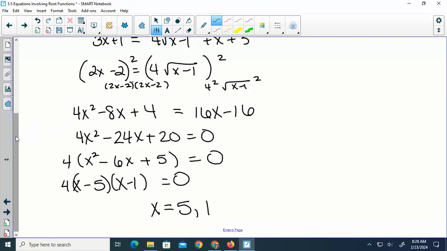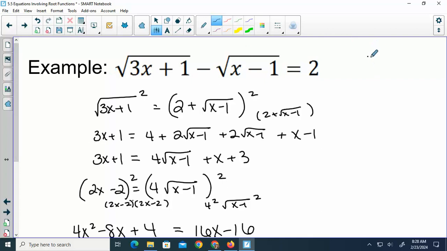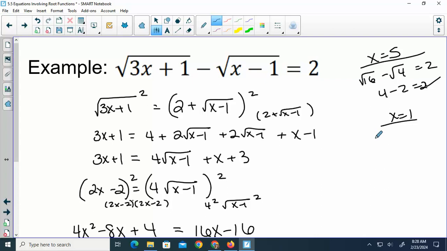Okay. So plug in a 5. We get the square root of 16 minus the square root of 4. And 4 minus 2 does equal 2. We plug in a 1. Get the square root of 4 minus the square root of 0. And 2 minus 0 does equal 2. So this time they both work.